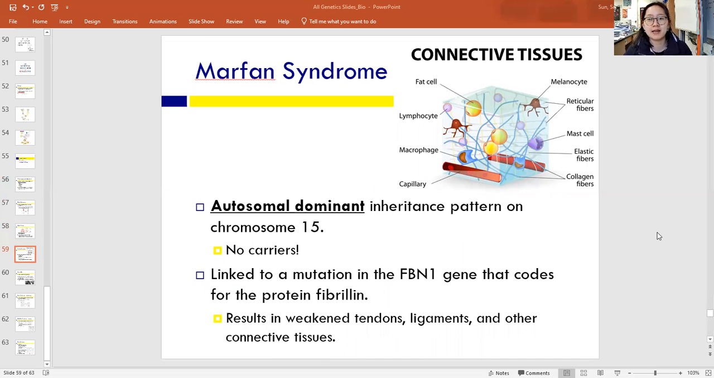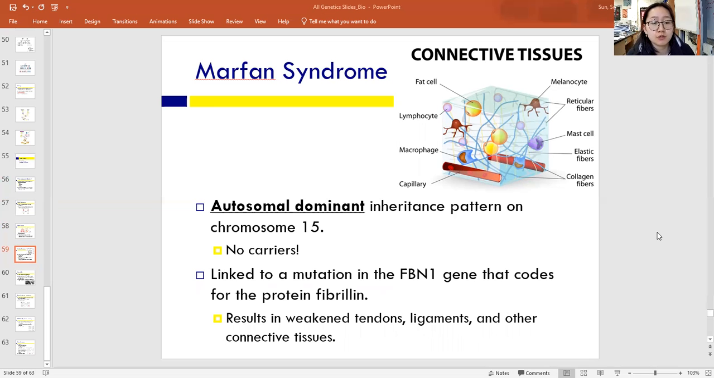Marfan syndrome is another cool one to look at. It is an autosomal dominant genetic condition where the inheritance pattern is carried on chromosome number 15. Now, if it's dominant, there's no such thing as a carrier anymore, right? Because if you have even one, you have the condition. Okay, but the reason why it's not really, really common is because it just isn't common. If you have even one of the alleles, you have the condition, but it's not a very common allele to be found in our population as humans.